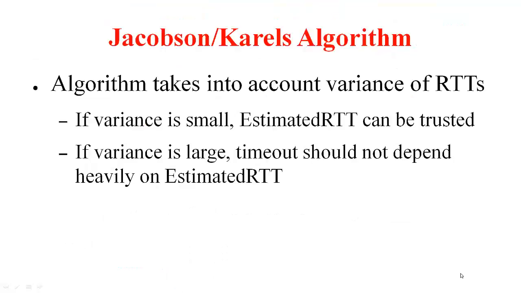So Jacobson and Karels proposed a new algorithm that calculates round trip time, and this algorithm takes into account the variance of the round trip times. Basically, if the variance is small, you can trust the estimated round trip time. On the other hand, if the variance is large, the timeout should not depend heavily on this estimated round trip time. So that's the logic.